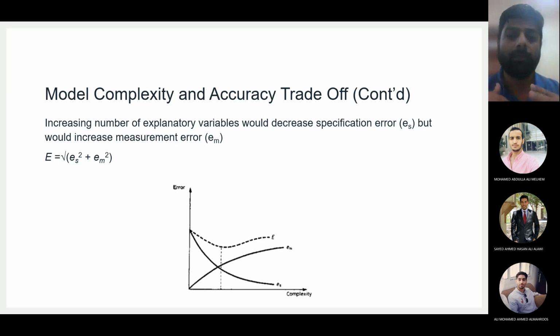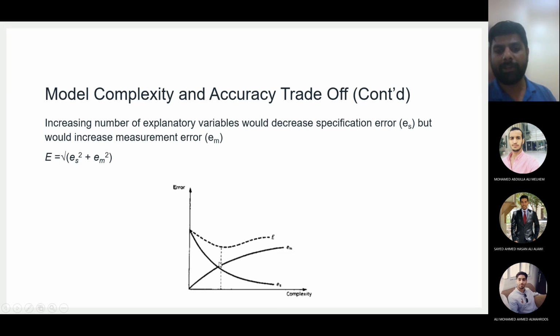So the model is becoming more complex, and because of that, the accuracy is increasing, but at the same time, you are also increasing the measurement error. So the accuracy is increasing, but not that much. You can see it is shown here in the graph as well. This is the overall error. So you can see there's an optimum value for that.